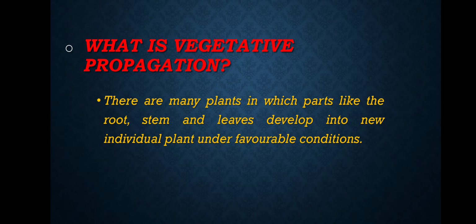This method is commonly observed in plants such as potatoes, rose, bryophyllum. Vegetative propagation can occur either naturally or can be done artificially.